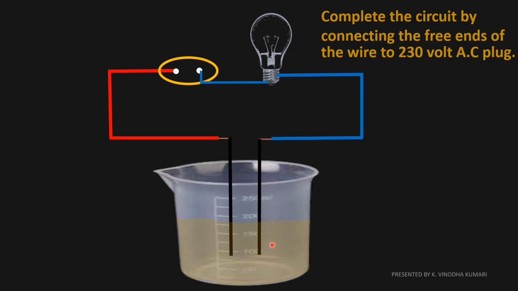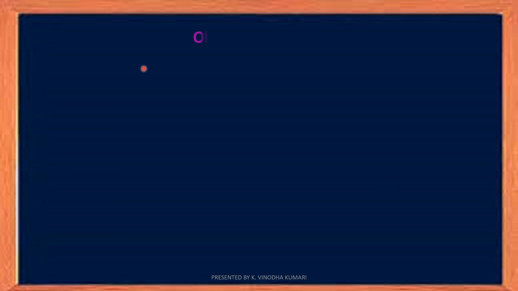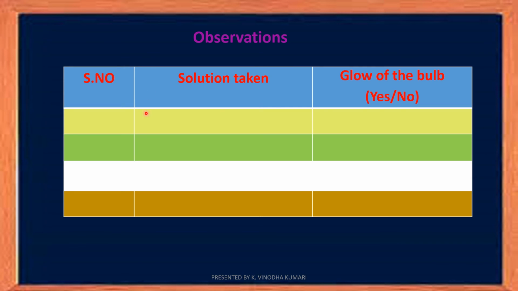Now we'll write our observations and tabulate them. We have taken four solutions, isn't it? And for each solution, whatever we observed, we'll make a note of it. The first solution we have taken is dilute HCl. And for that, we observed whether there was any glow of the bulb or not. Yes, the bulb has glowed.